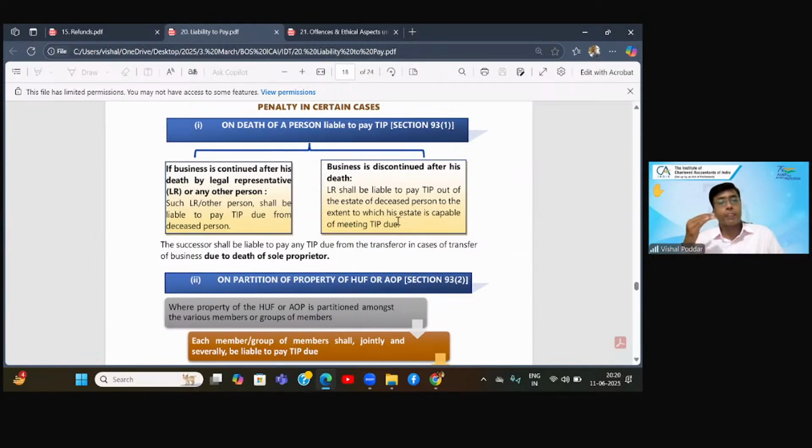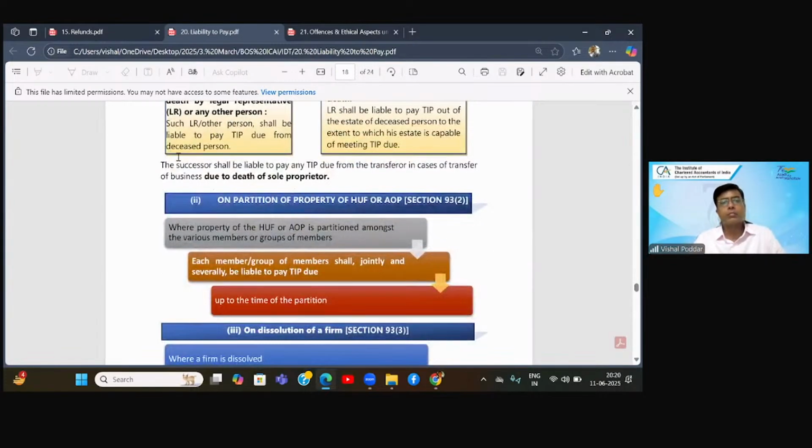So what is the difference? If after the death of a proprietor, let us say I become the owner of the business because I am the legal representative and the business comes to me by way of inheritance. In such a case, if I continue the business, I will be liable for the entire tax, interest, and penalty even of the deceased person. If I close down the business, I am not continuing the business, I will be liable only to the extent I get the estate of the deceased person. I am not liable beyond that. The successor shall be liable to pay tax, interest, and penalty due from the transferor in case of transfer of business due to death of the sole proprietor.